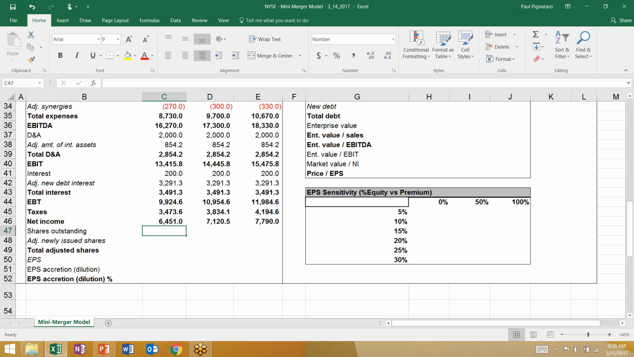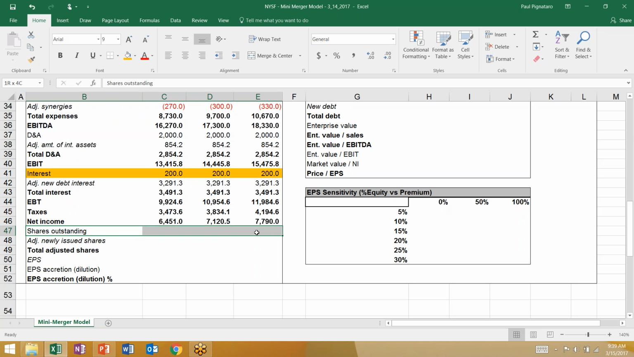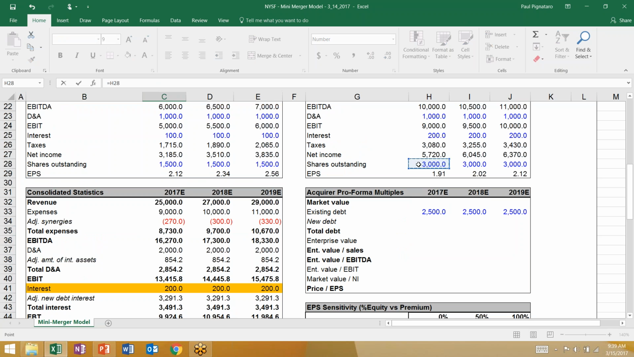Shares outstanding, acquirer only, not acquirer plus target. The only two things that are acquirer only are interest, okay, and shares outstanding. These are acquirer only, right? Because of the idea that you're taking on everything about the target company except for items dealing with debt and equity. You pay down the debt, pay down the equity. So shares outstanding, acquirer only.